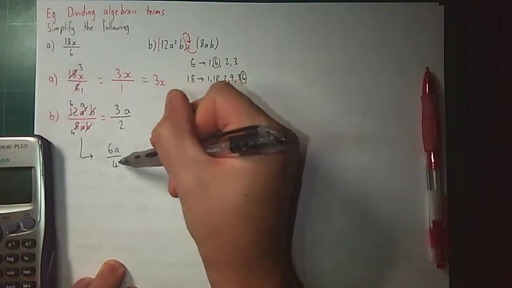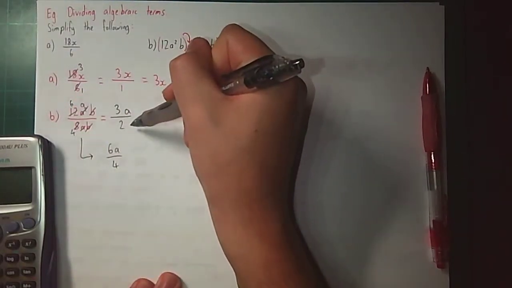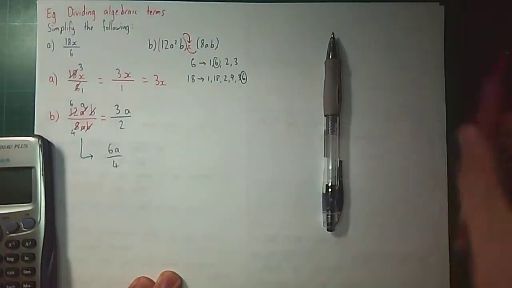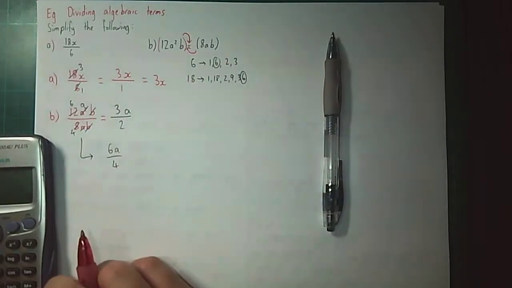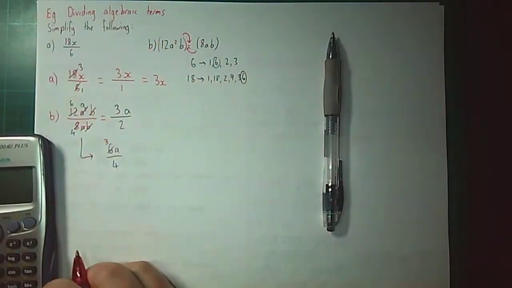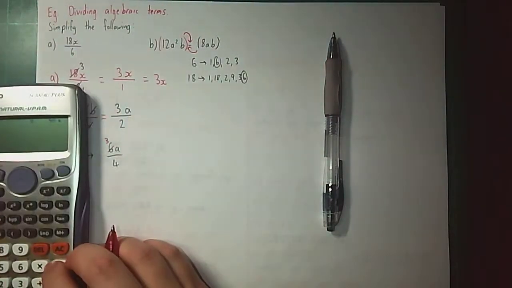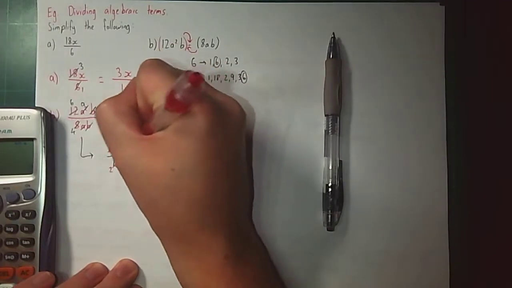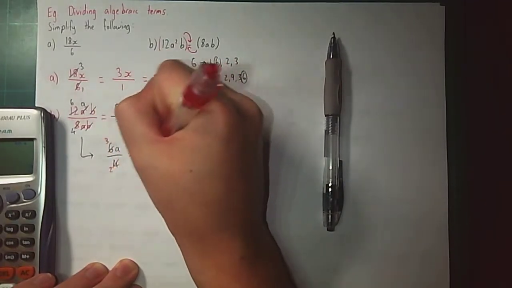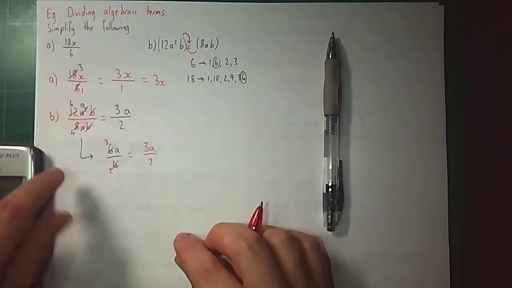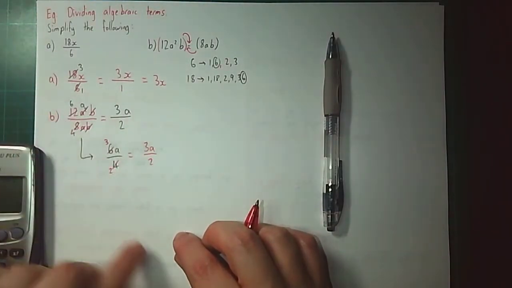Now you can see that's not the same answer as 3a over 2, and that's because 6 and 4 are both even, so we can do it again. If we divide 6 by 2, we get 3. If we divide 4 by 2, we get 2. So that means our final answer will be 3a over 2. So you can see there are the two methods you can use to find the division of algebraic terms.